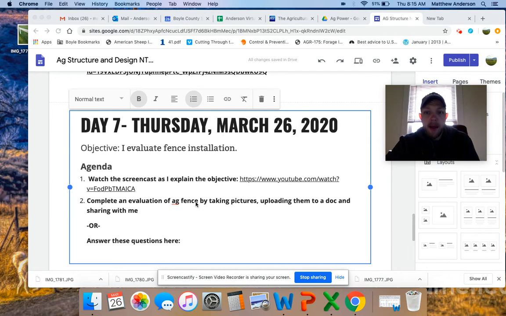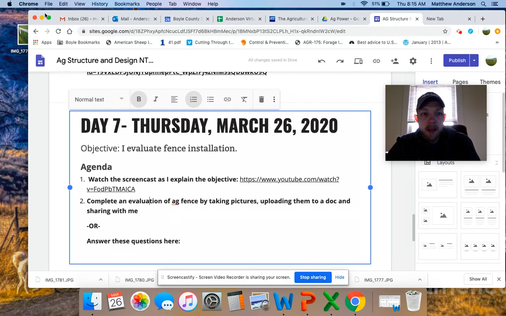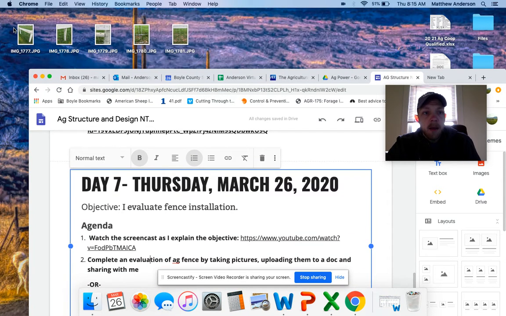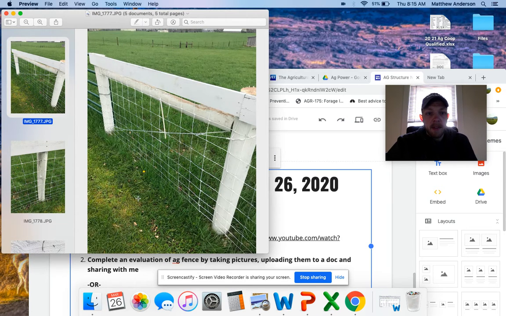So what do I mean by evaluate? I'll put this in the doc for you to upload, but this is a set of pictures that I took of fencing near my house. So we have an H brace. That H brace is properly installed by having our tension wire going upward from the side of the fence that's being pulled. The width between each post is 8 feet.